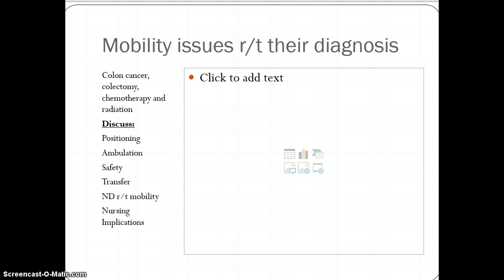Again, our mobility is important, skin integrity, acute pain, body image with the colectomy. There are lots of nursing diagnoses that are going to fit with your patient with cancer, especially if they have hair loss and other physical changes noted.